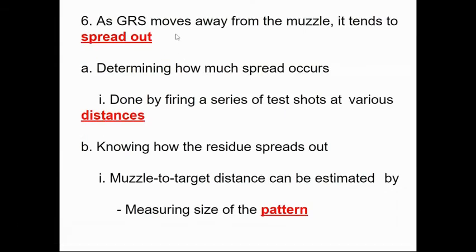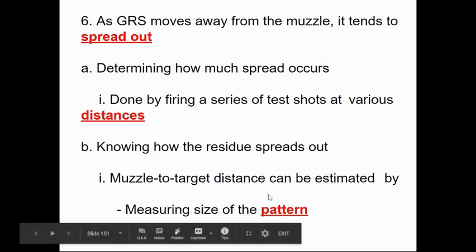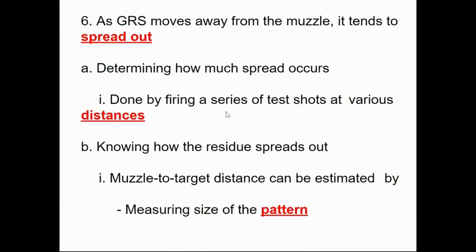So as gunshot residue moves away from the muzzle, it tends to spread out. How much that does is determined by a series of firing test shots. So if you have the gun, you can go right up to a target and shoot, and then reset the target, back up a distance, shoot again, and do all these different tests at different distances, and then compare those patterns to what was found at the crime scene. So that can help you know the muzzle to target distance. And you can estimate that a little bit by the pattern that's created by that gunshot residue.